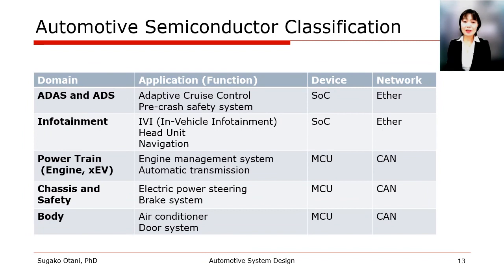This is a classification of automotive semiconductors. This table shows typical device and network types applicable to each domain. SoCs and Ethernet are used for data processing for ADAS, ADS, and infotainment. MCUs and CAN, controller area network, are used for powertrain, chassis and safety, and body, with emphasis on real-time performance.